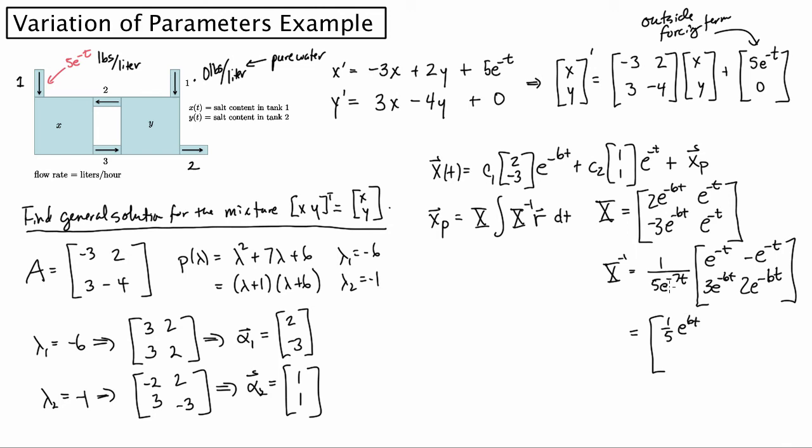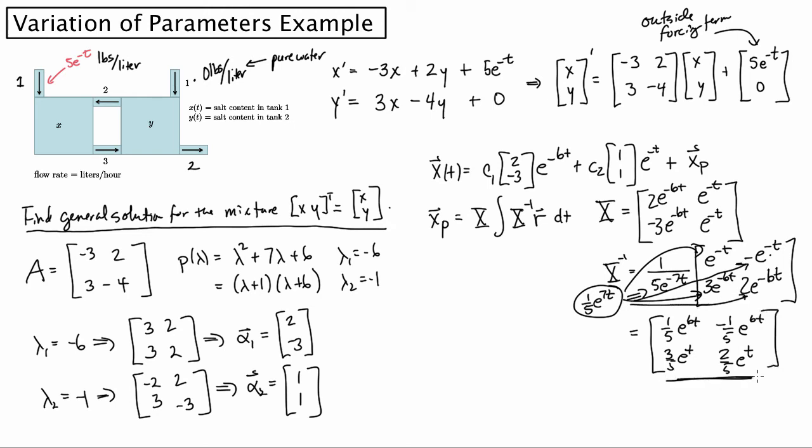So this is a constant. I'm going to multiply it by each piece. So 1/5 e to the 6t, minus 1/5 e to the 6t, 3/5 e to the t, and 2/5 e to the t. This is the same thing as 1/5 e to the +7t, so I'm just taking that whole thing and multiplying it by each piece. And so this is my inverse matrix.